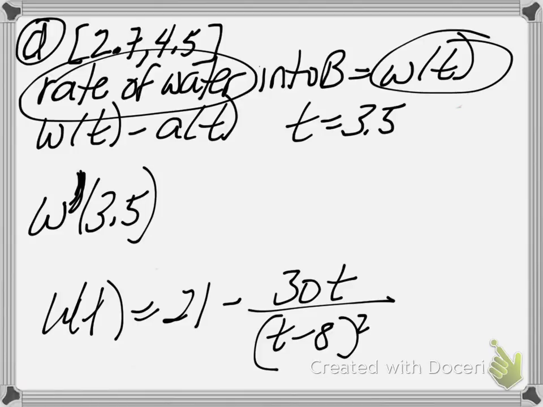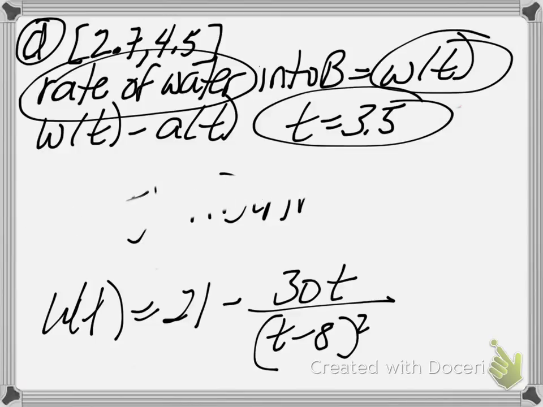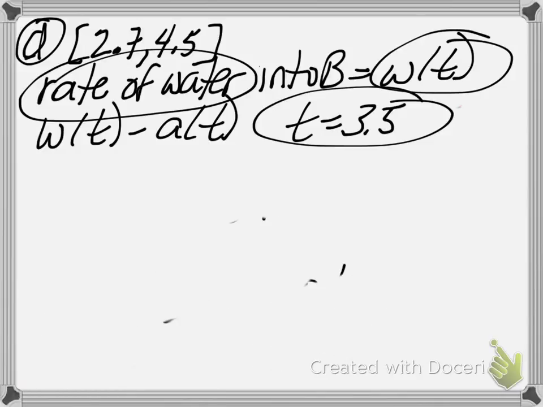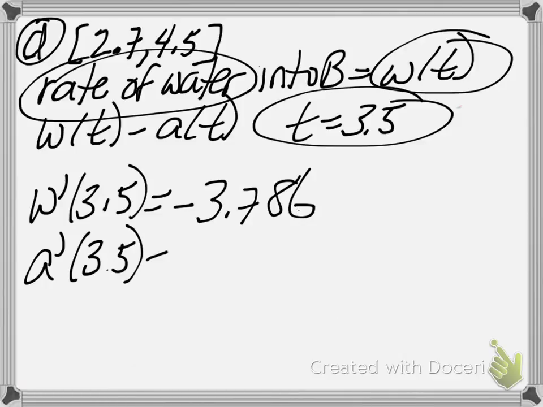Okay, so you're going to put it into your calculator, and you're going to use the nDeriv. Remember that one? That's, I think, Math 8. And you're going to put in the function. You're going to declare your variable as x, and you have to do it at 3.5. And when you work that all out, W prime of 3.5, you should get this. Okay, and then you have to figure out what's happening with A. So A, we have that function as well. So you're going to use your calculator, and A prime of 3.5 will give you this.